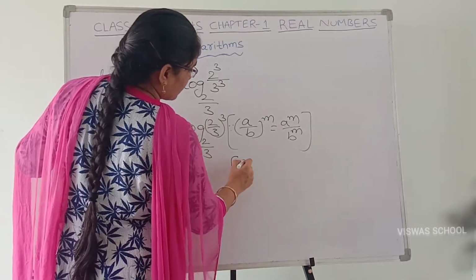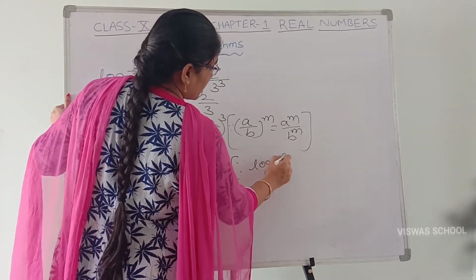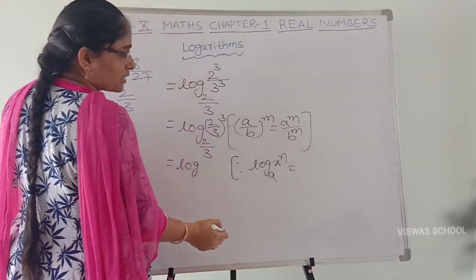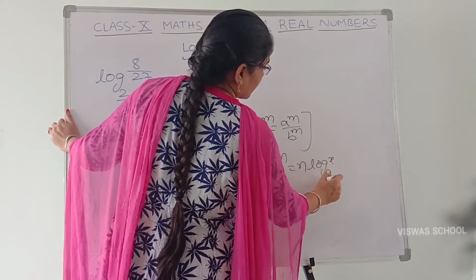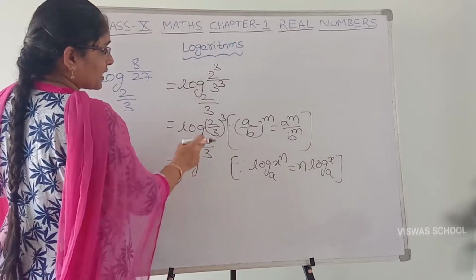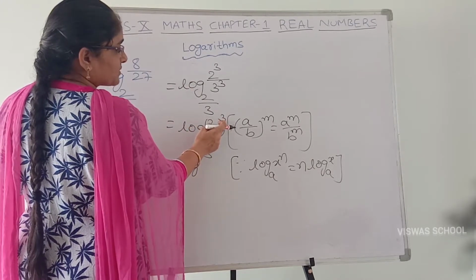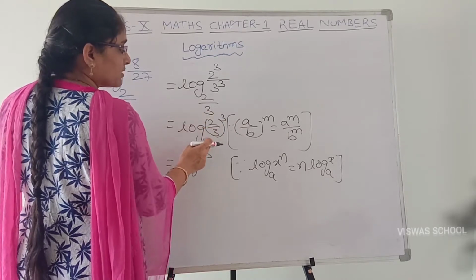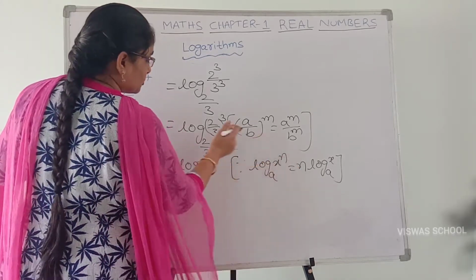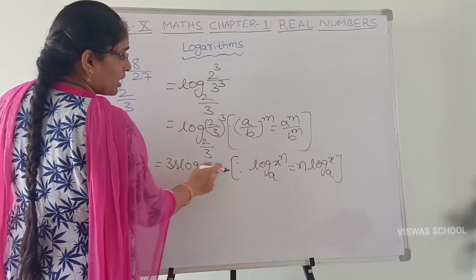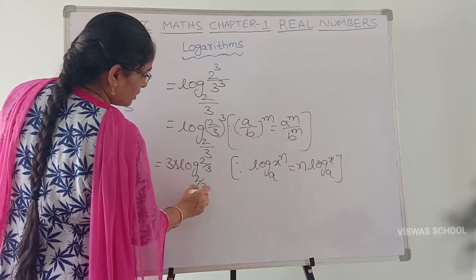Here, which law do we have to use? Log x to the power of n to the base a is equals to n into log x to the base a. Here the n value is, in log 2 by 3 whole cube, 3. The x value is 2 by 3 and the a value is also 2 by 3. Now it is equals to n into log x to the base a, that is 3 into log 2 by 3, and the base is also 2 by 3.